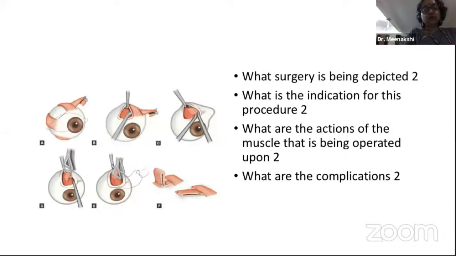Before the exam, to familiarize yourself with these. Because cataracts, you all know really well. Pterygiums, you know well. Keratoplasty, you know well. But these are a little tricky surgeries. So it's a good idea to look at pictorial atlases.